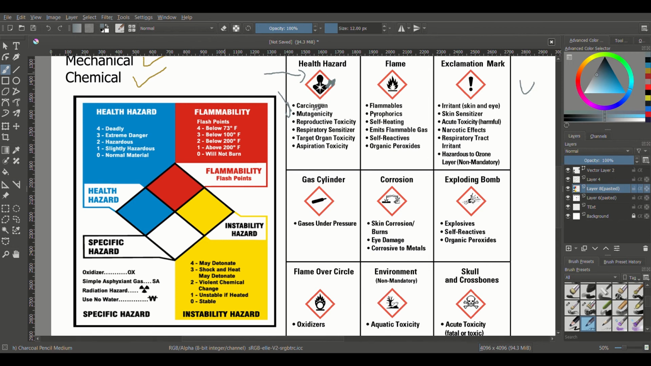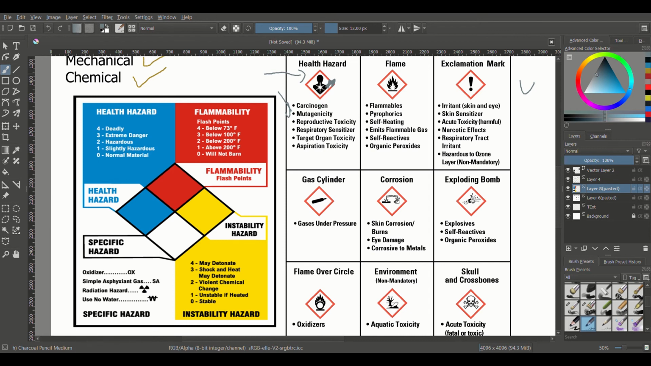So if you were to compare that to that, maybe you don't know what the rest of carcinogen is. So you see carcin and you don't know what that means. That's what some of these symbols allow us to do. So let's go over health hazard. Health hazard can be a carcinogen, could have some sort of mutagenicity, reproductive toxicity, respiratory sensitizer. It could have a target organ toxicity or an aspiration toxicity. Essentially, these are all things that affect your general health.